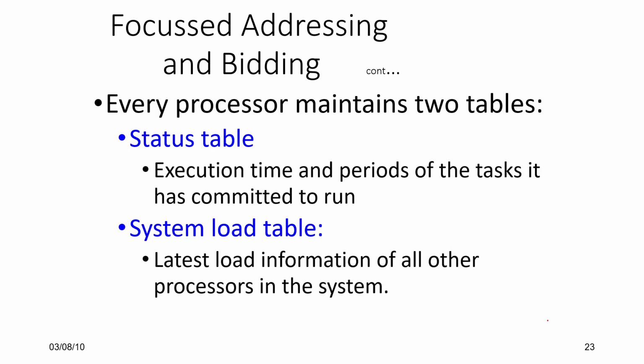So in this case, every processor maintains two tables, the status table and the system load table. The status table maintains the execution time and the period/deadlines of the tasks which it has committed to run, which means that these are the ones that are going to run on the processor. So mind you, these are processor-wise or CPU-wise tables, and the system load table has the latest load information of all other processors in the system. So if you consider the rest of the system, it is basically what one CPU thinks about the rest, right? So it may not be up-to-date information, but still it maintains this table.